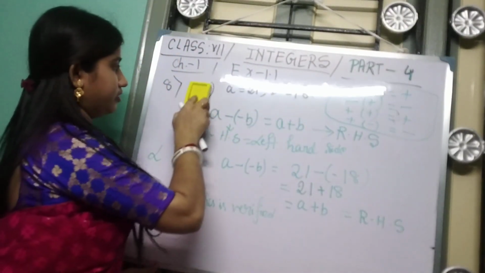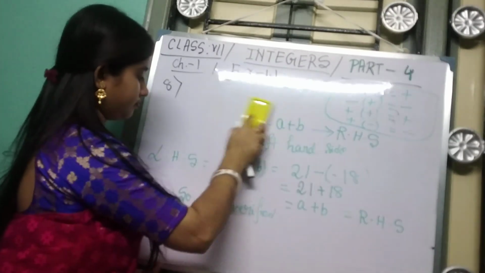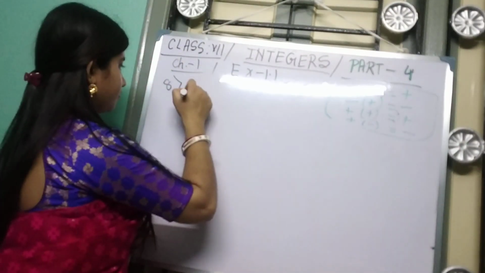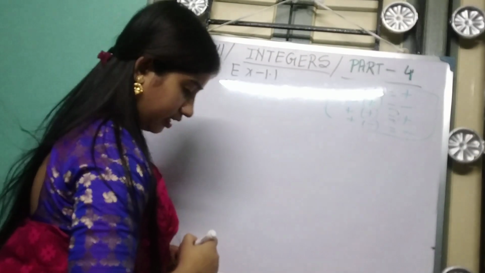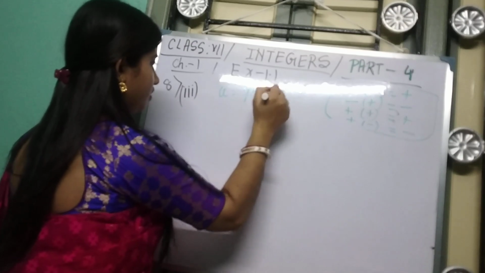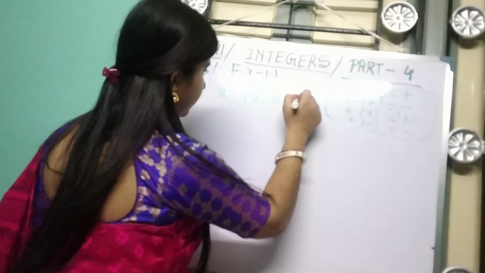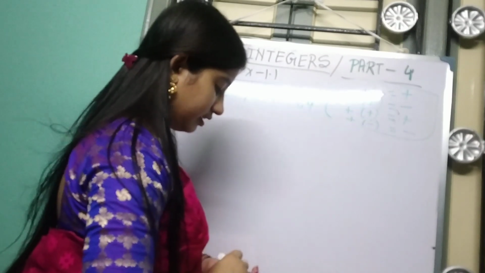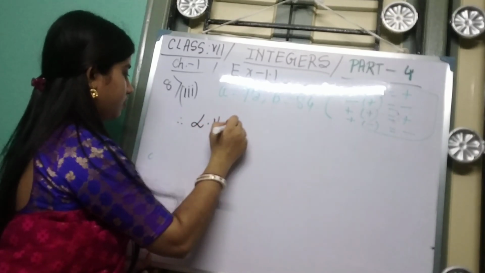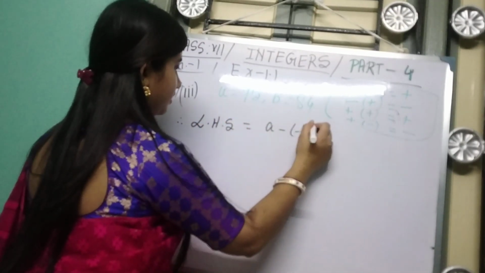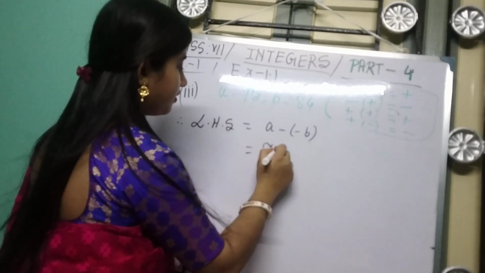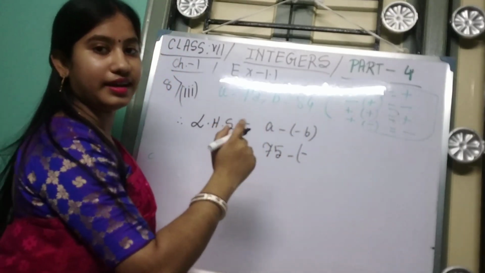Next we try 8, number 3. In 8.3 it is given a equals 75 and b equals 84. First we write the LHS. LHS equals a minus of minus b. First we put the values of a and b: a equals 75, minus of minus b, b equals 84.